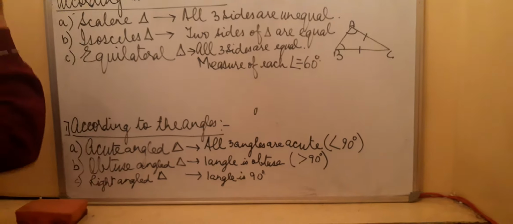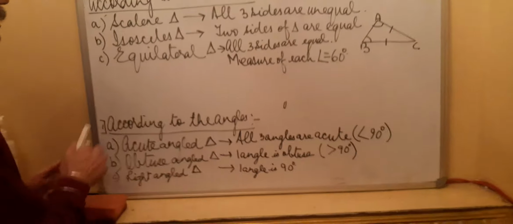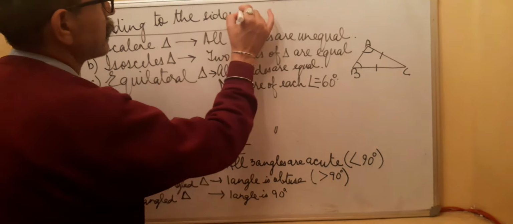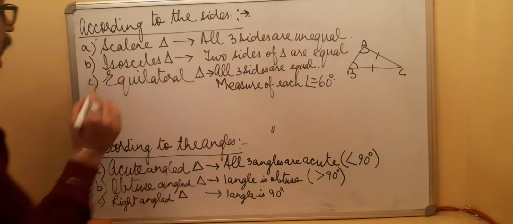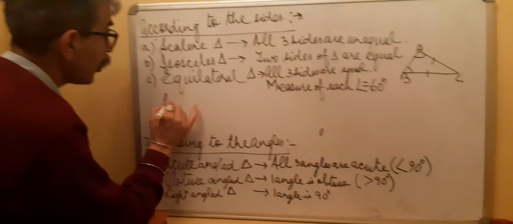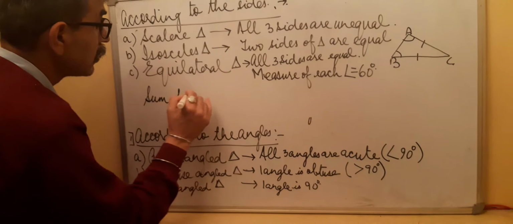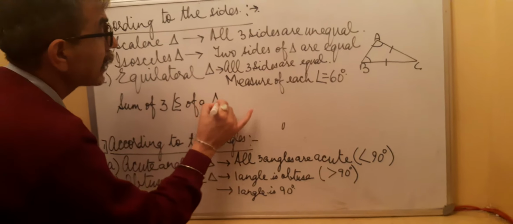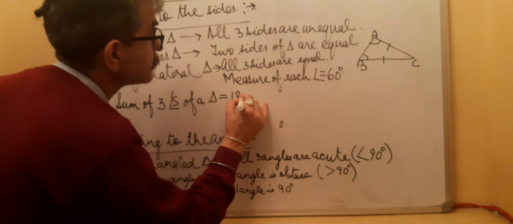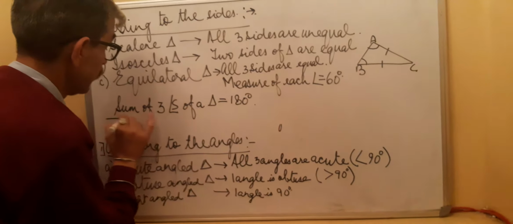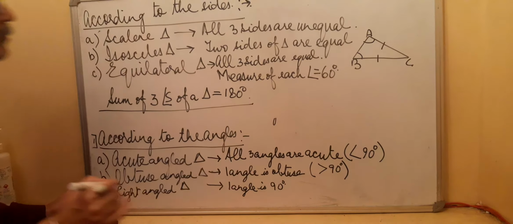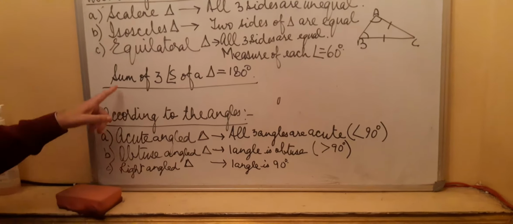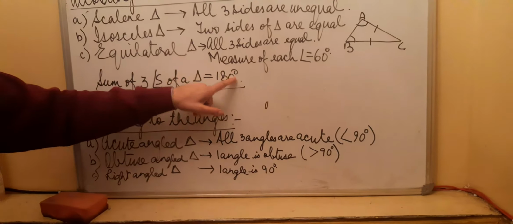Now, before I move on further, I would like to state the property, and you must be remembering, you have already studied about it. The sum of the three angles of a triangle is equal to 180 degrees. This will be covered under the properties of triangle, but still I am explaining. Sum of the three angles of a triangle is equal to 180 degrees.